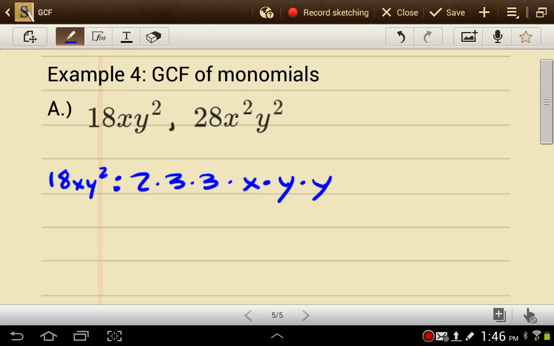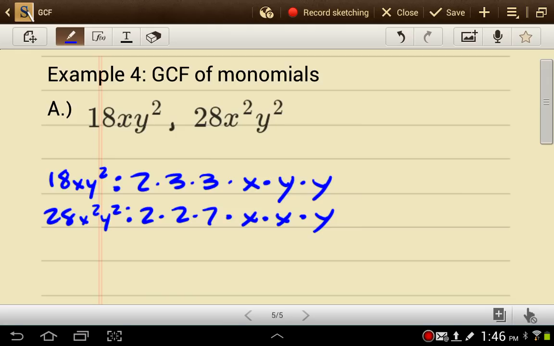28x squared y squared, I'm going to write that out. It's going to be 2 times 2 times 7 times x times x times y times y. By the way, guys, with prime factorization, you can always check your work by multiplying: 2 times 2 is 4, times 7 is 28, 2 times 3 is 6, times 3 is 18. You want to make sure just by multiplying the numbers out.